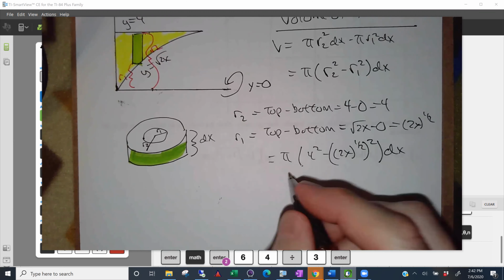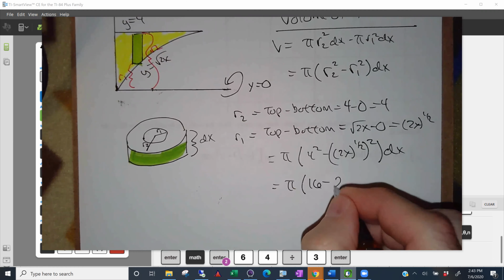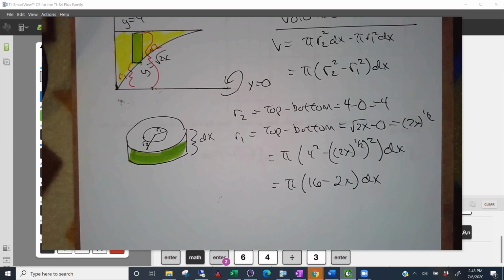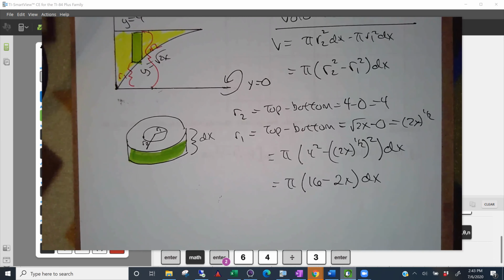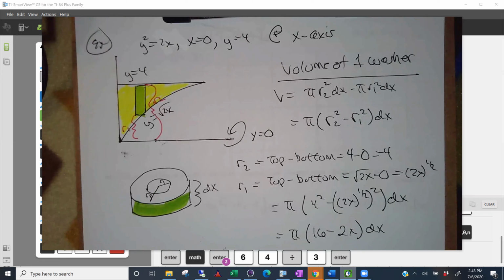Now that's going to simplify. Pi times 16 minus 2x dx. And that's not too bad. That's our expression for the volume of one washer. But I don't want the volume of just one washer. I've got to add up the volume of all such washers.